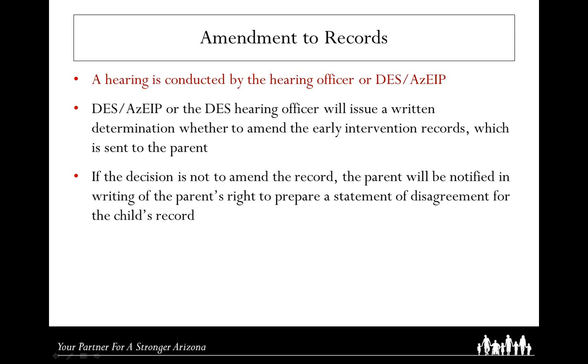The AZIP service coordinator maintains the statement in the child's records for as long as the records are maintained per retention policy. If the early intervention records or contested portion are disclosed to any party, the statement must also be disclosed.